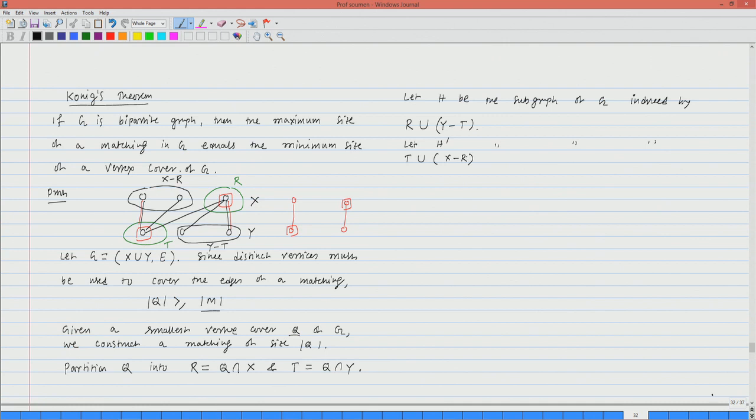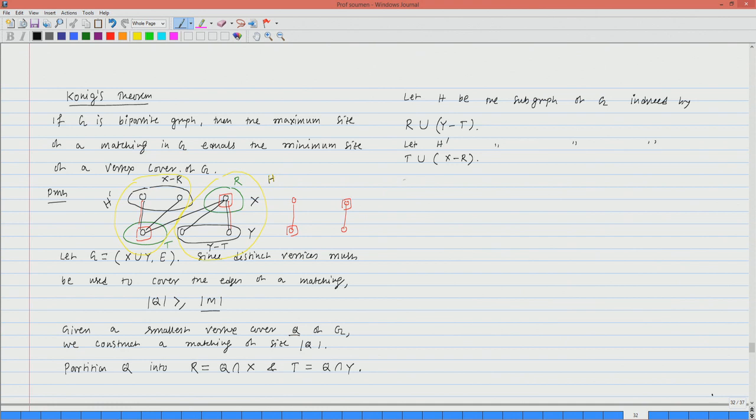Okay. So, this subgraph is your H, this is the H subgraph, and this subgraph is H prime. This subgraph is H prime and this is H. Okay.